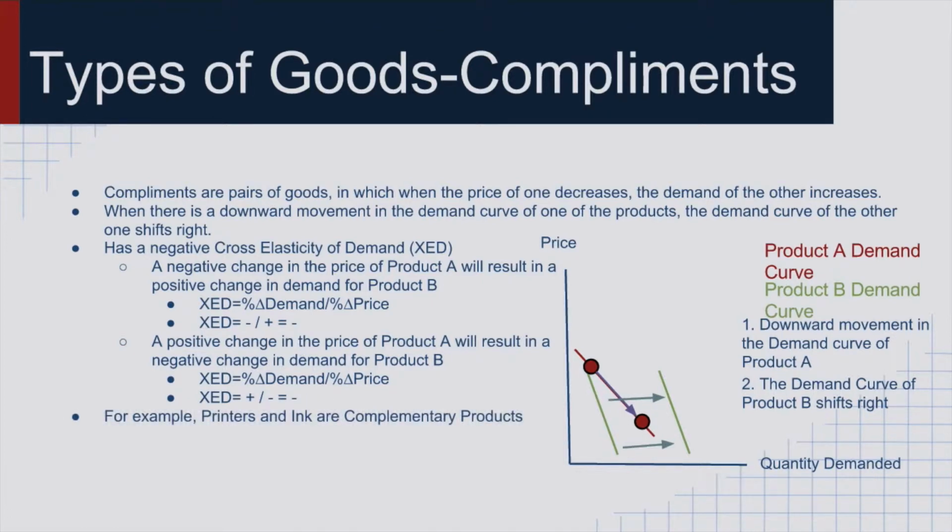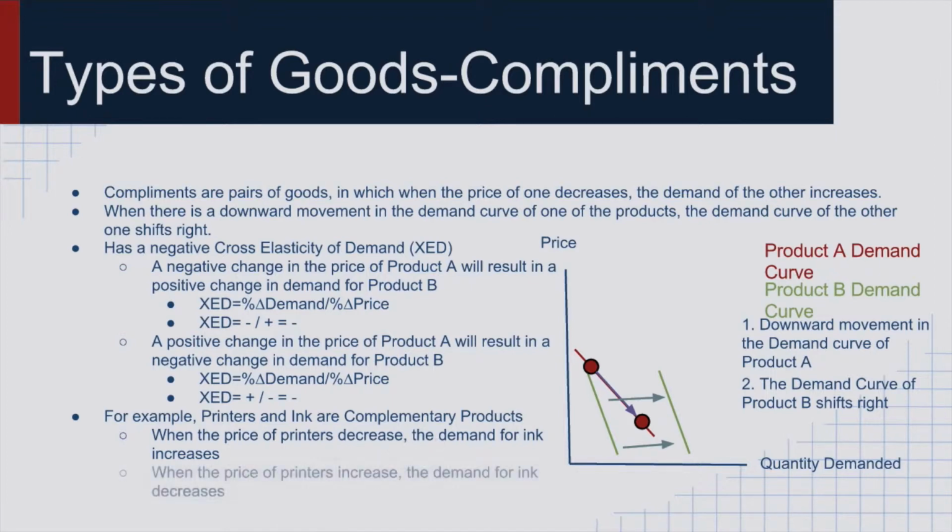An example of complementary goods are printers and inks. When the price of printers decreases, the demand for them increases, and since you need ink every time you buy a printer, the demand for ink will also increase. When the price of printers increases, the demand for ink will decrease, as when the price of printers increases, the demand for printers decreases, and therefore you don't need as much ink. So printers and ink have a negative cross-elasticity of demand, which proves that they are complementary goods.